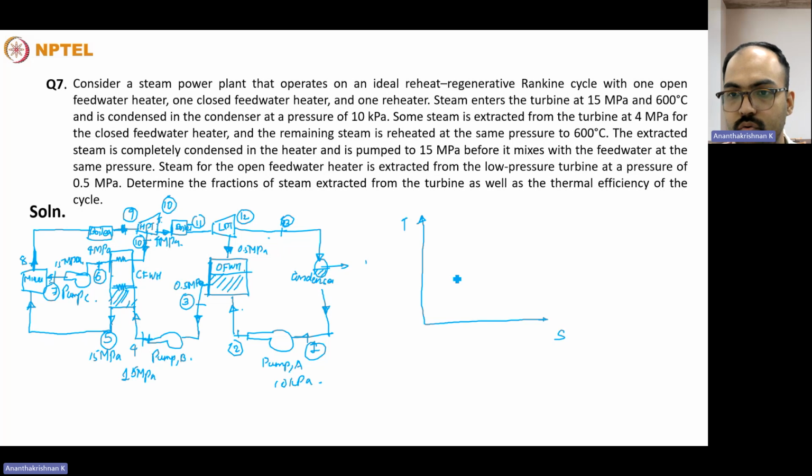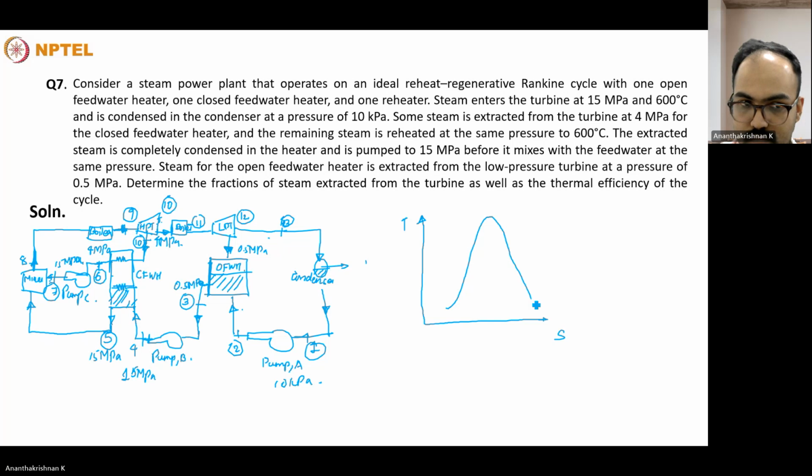So I'll try to draw the same on a TS plane. Starting from point 1, this will be 1 to 2, a constant entropy process, the pumping process, from 10 kilopascal to 0.5 megapascal. And then it moves into an open feed water heater where it mixes with a fluid and comes out at this particular point, the total fluid.